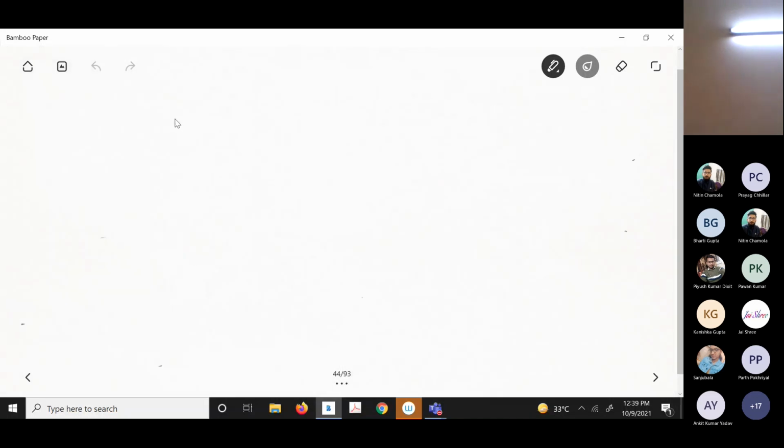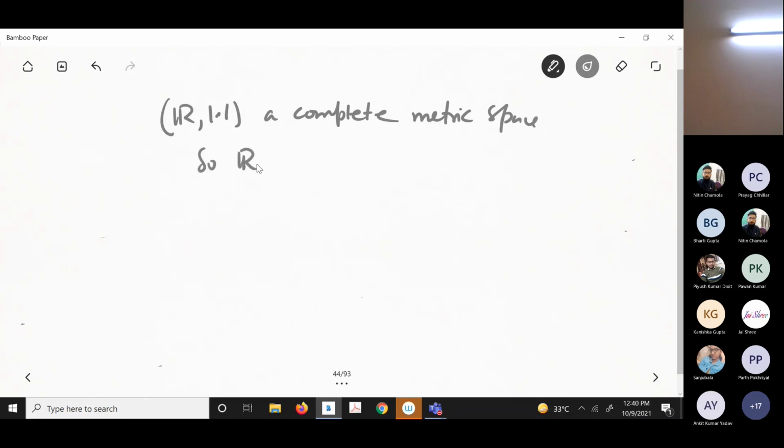In fact, I think you can prove this with the definition of second category. Suppose you assume that R is a complete metric space. So R is of second category in itself.